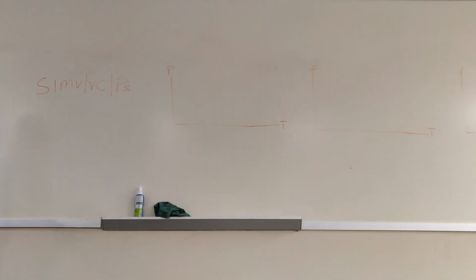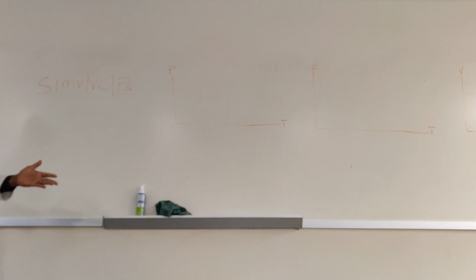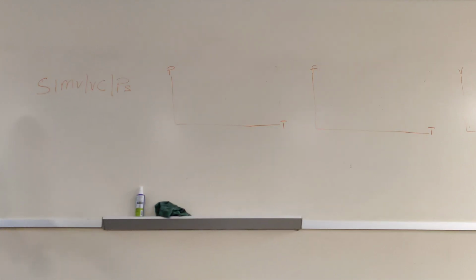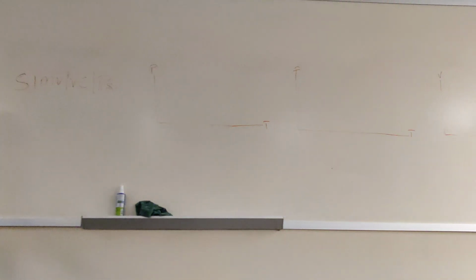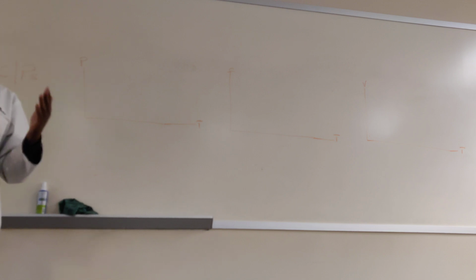SIMV VC pressure support. Okay, now remember SIMV VC is a volume controlled mode, but you can set pressure support with it. And the pressure support that you're setting is only going to be used when the patient takes a spontaneous breath. Because the pressure support is only helping to reduce the airway resistance imposed by the artificial airway so that the patient can suck more flow from the ventilator.